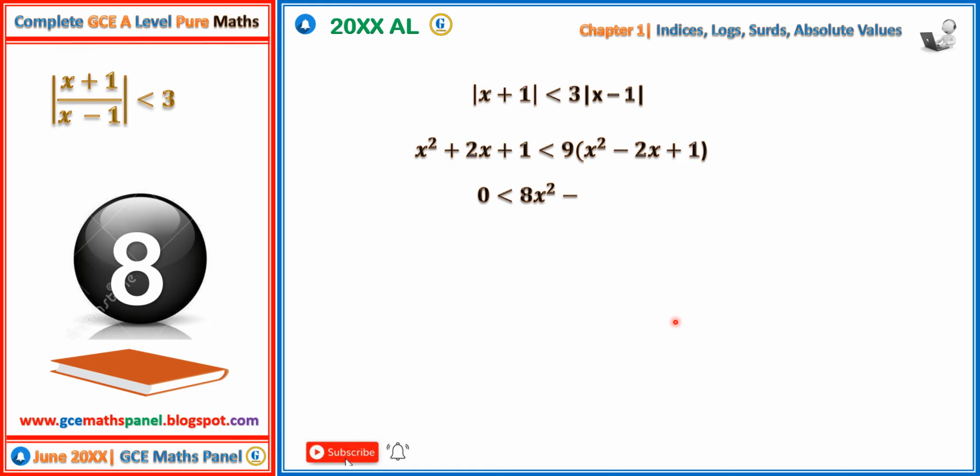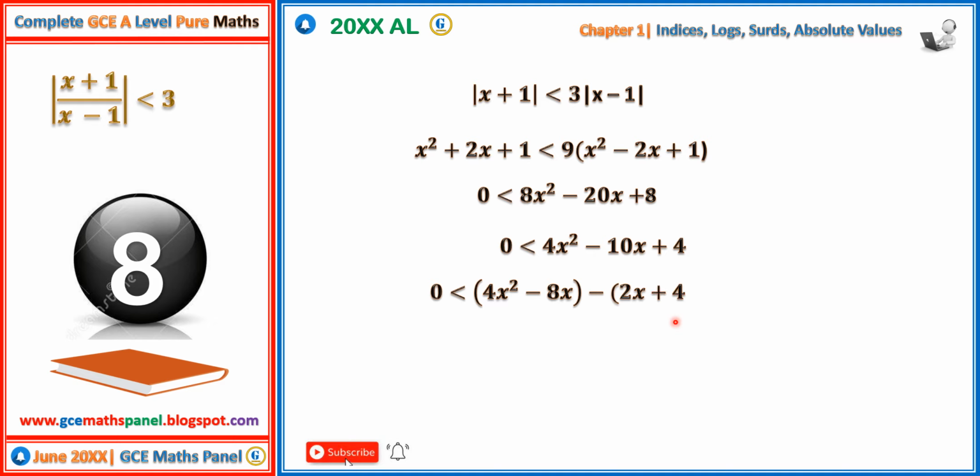We obtain quadratics on both sides, and we further simplify to have a quadratic, which is 4x squared minus 10x plus 4 is greater than 0. And the best thing to do with this is to factorize. When you factorize this, you have 4x squared minus 8x minus 2x plus 4. So I'm looking for AC, just like you have done in secondary school. I'm factorizing step by step.